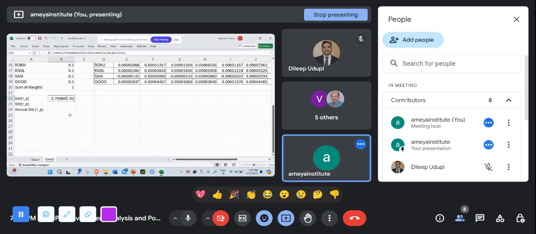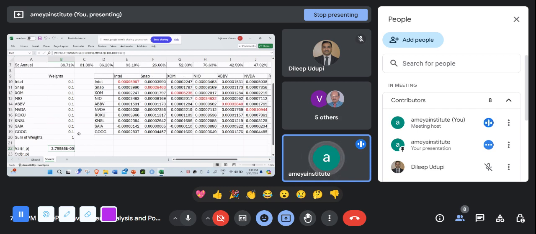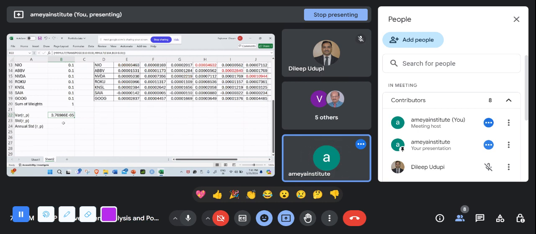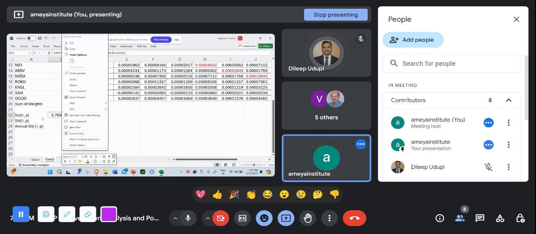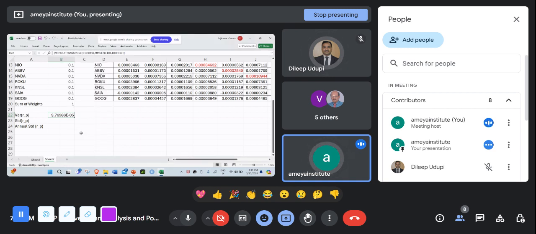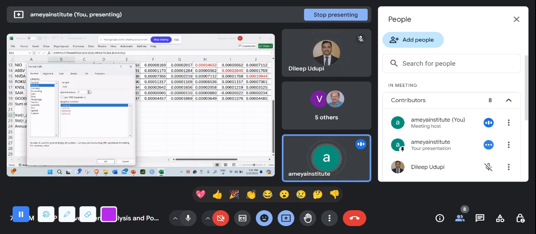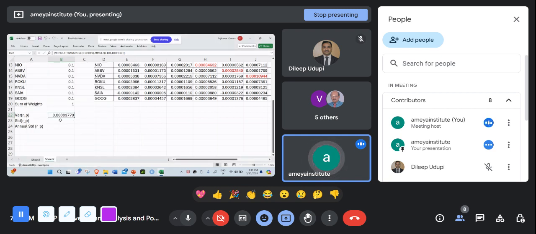Shall I show the formula? What we are trying to do, we are first transposing the weight, okay, and then we are multiplying with variance covariance with weight. Is it clear? Yeah. Now this is an exponential value here, but if we want to convert this into decimals, we can format the cell and increase the decimals here. So that's your daily variance.